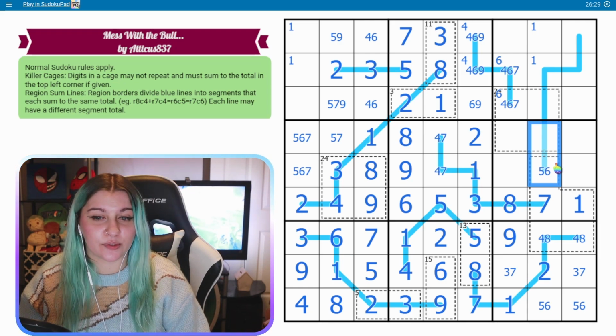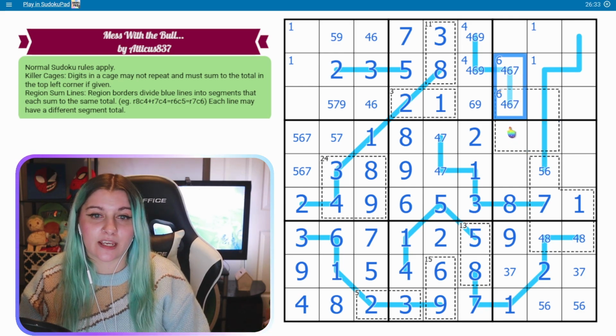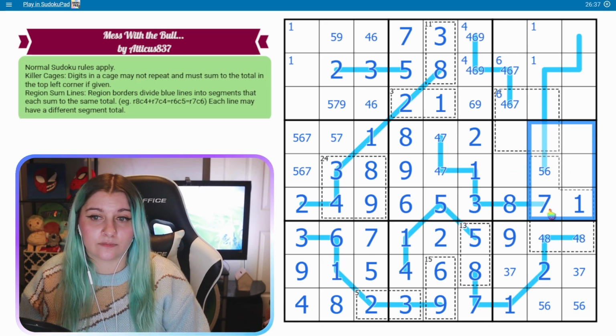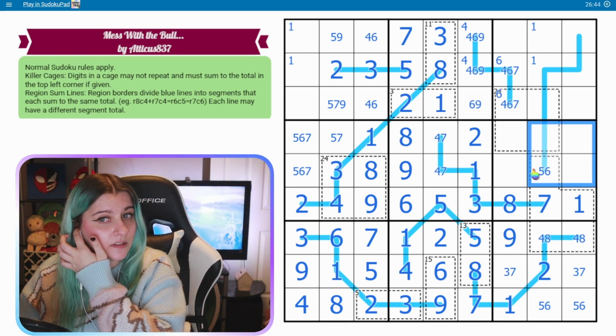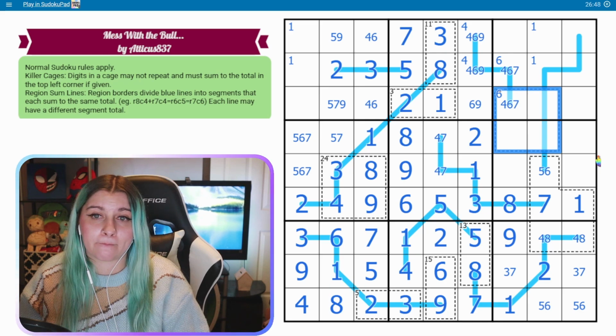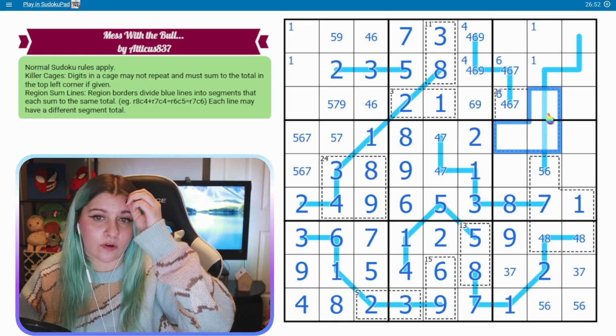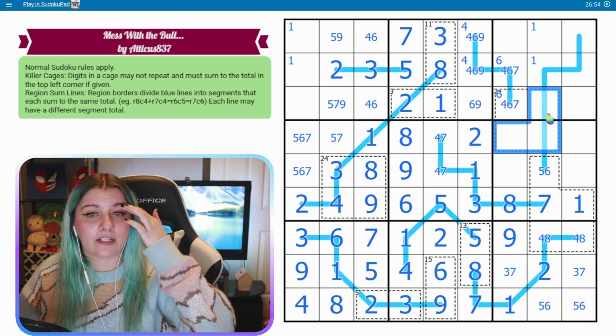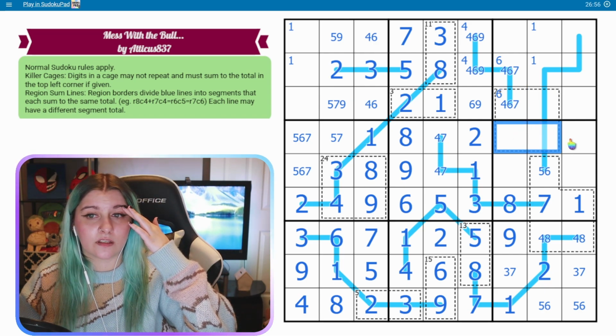Is there more Sudoku I'm missing? That happens sometimes. This has to be a 6, so I can't put a 6 here. Can I do something with that? I need a 6 in this box. It could go here. I have options. Digits can't repeat in cages. 24. If this is a 4, this just has to be 20. Okay, I might need to pencil to see my options.